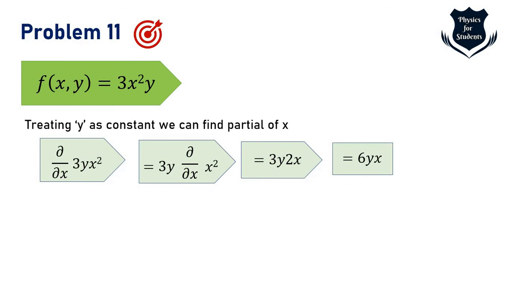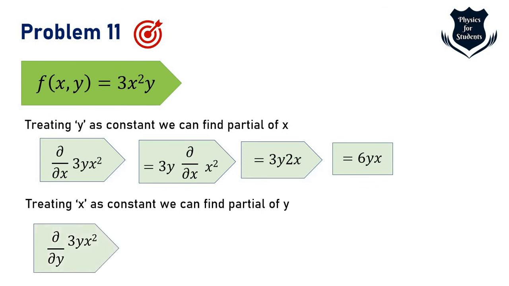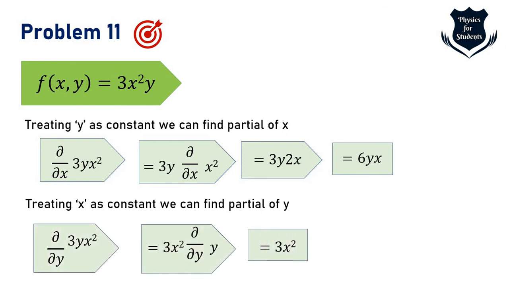So again, you can take a note how we have solved this. Again, treating x as constant, we can find partial of y, which is this one, which leads to this one, which leads to this, and this is the answer. So this is how step by step we can go ahead, first treating y as constant, finding the partial of x, then treating x as constant, finding partial of y. So whatever partials that we are finding, it goes on like this.